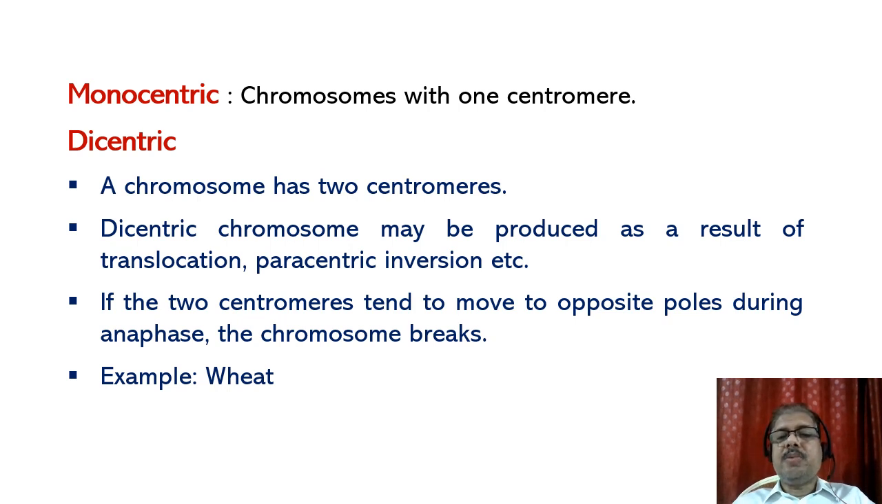If the two centromeres tend to move to opposite poles during anaphase, the chromosome breaks. Rarely, a new centromere may appear on the chromosome, resulting in an abnormality. Such a centromere is called a neocentromere. Dicentric chromosome is reported in the cells of wheat.